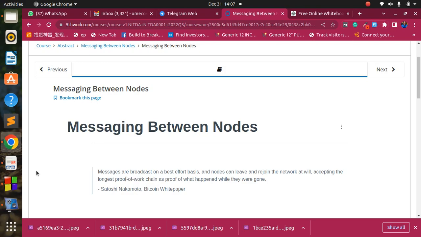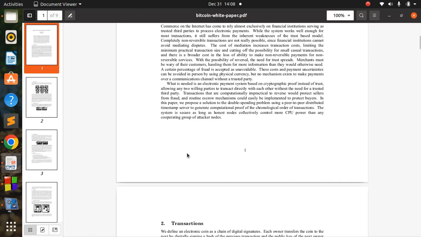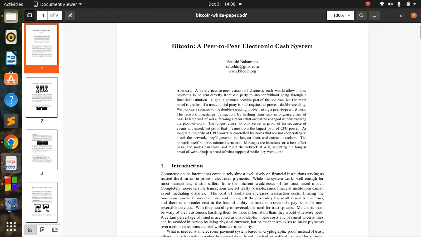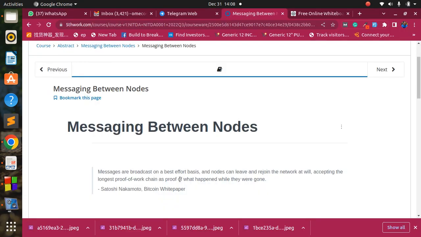So under the abstract, I just want to show you. Look at it here: messages are broadcast on a best effort basis, and nodes can leave and rejoin the network at will. You see that it is the same thing. So I would prefer we use this to explain it.